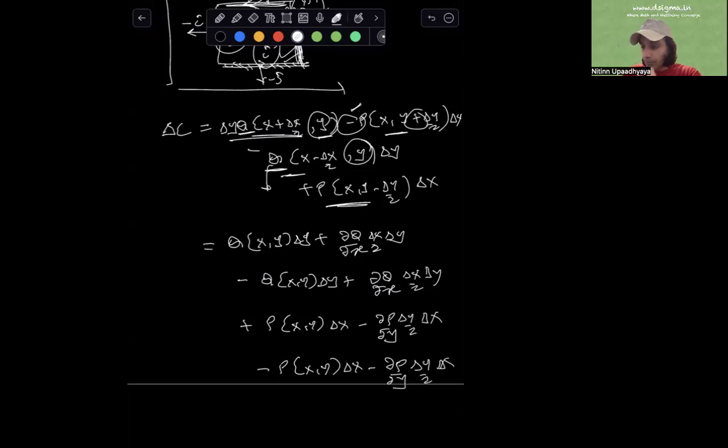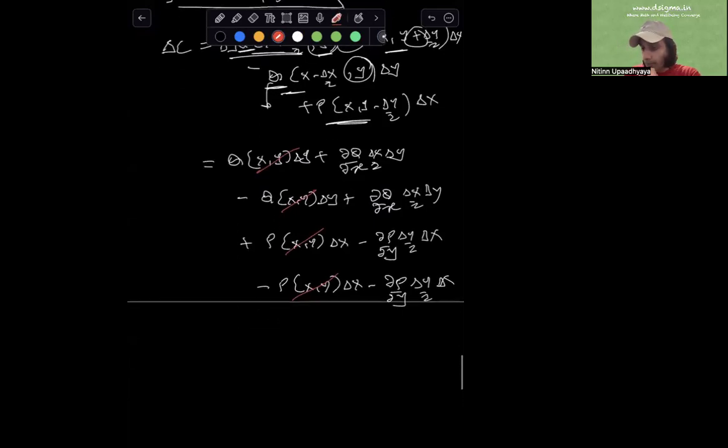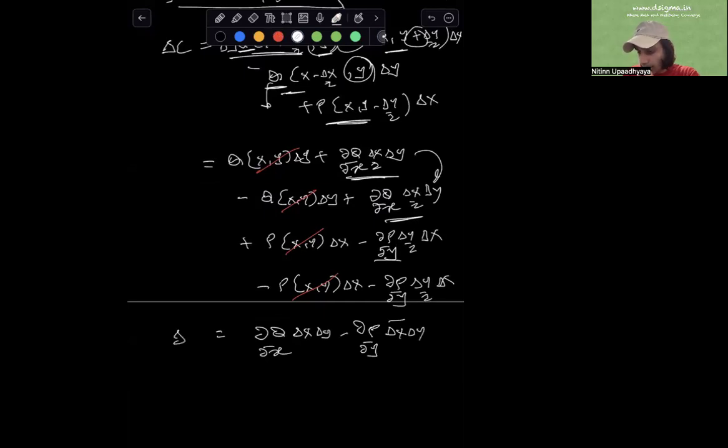So we see that these terms just cancel out. Q(x, y) cancels Q(x, y) here. P(x, y) cancels P(x, y) here. And then we are left with these terms and these terms. So these two can be combined together, and this gives us dou Q dou x del y, and then minus dou P dou y del x del y, and that's delta C.